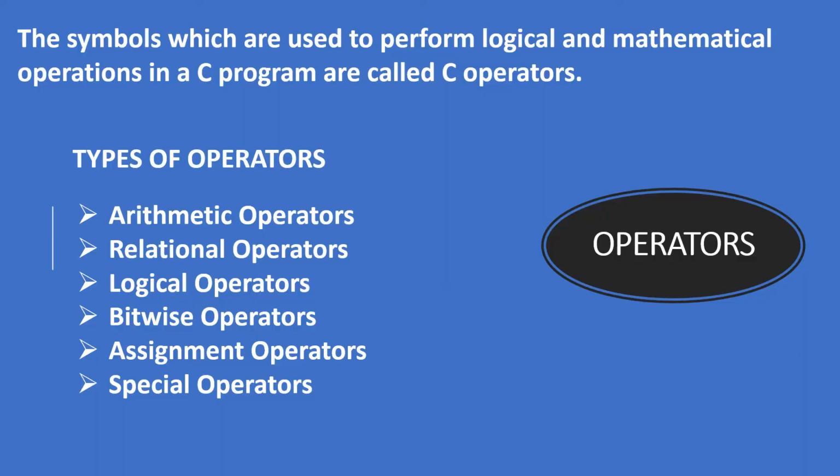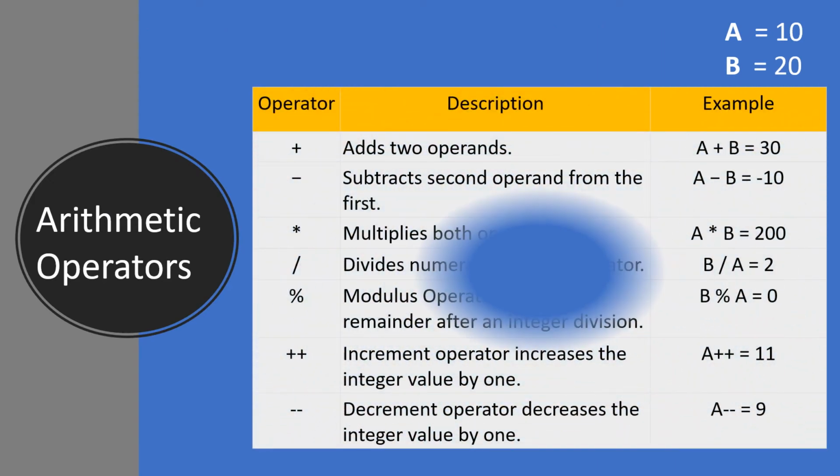The symbols, which are used to perform logical and mathematical operations in a C program, are called C operators. Types of operators: arithmetic operators, relational operators, logical operators, bitwise operators, assignment operators, special operators. Arithmetic operators.